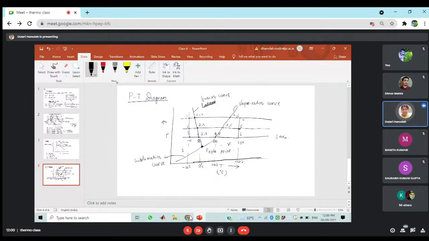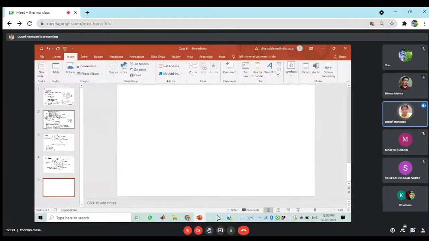So can you tell me what is the triple point of water? 0 degree Celsius, okay, at 0.01 degrees. So in terms of the Kelvin, if you are representing, that is 273.16 Kelvin. Okay, so this is your PT diagram. Now we will draw the TS diagram. TS means that is your temperature and entropy diagram.